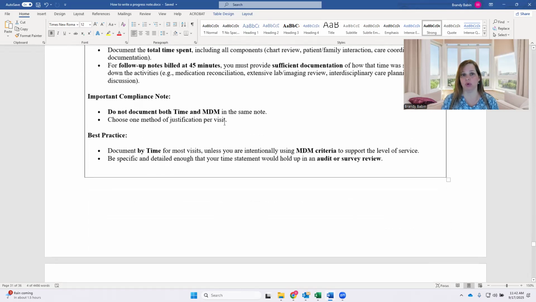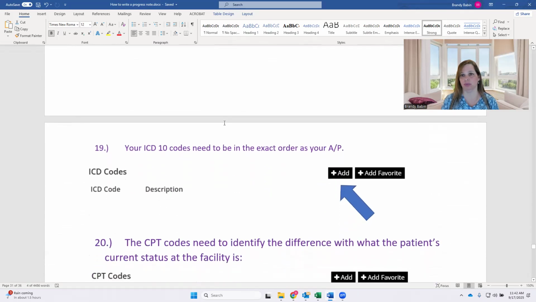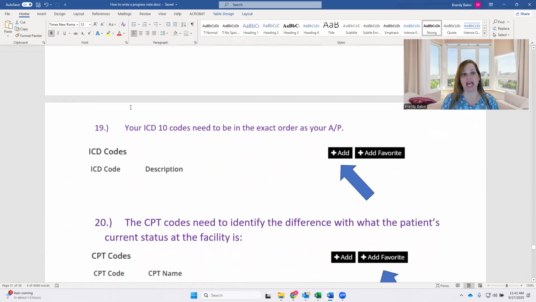Easier that way, more efficient, less risk of kickback. Then after that is your ICD-10 codes. They have to be in the exact order of your assessment and plan. So whether you have to take a Post-it note and write that down, it doesn't matter. It needs to be in the exact order.